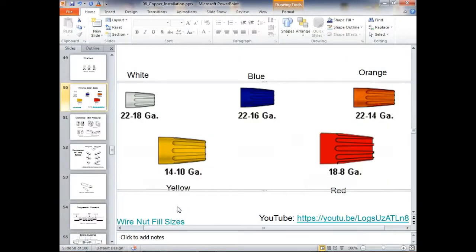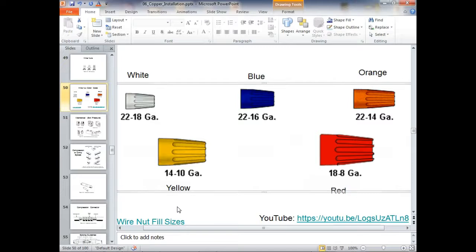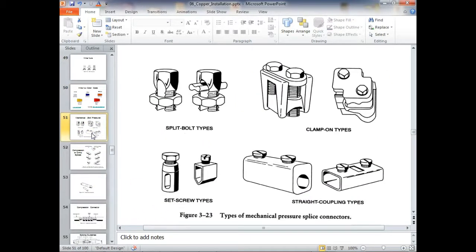Actually, these say you can put 22 to 18 gauge in one, and 14 to 10 in a yellow. But you can combine different gauges and put different combinations inside that. These are what we call split bolt crimps.